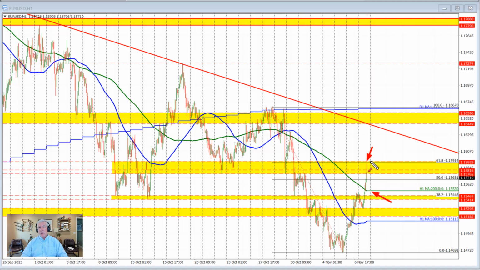So buyers push the price up to a limit, finding some sellers, and now the question is, can support hold on the downside? We'll be watching the 50%. We will be watching the 200-hour moving average on any continued move lower.